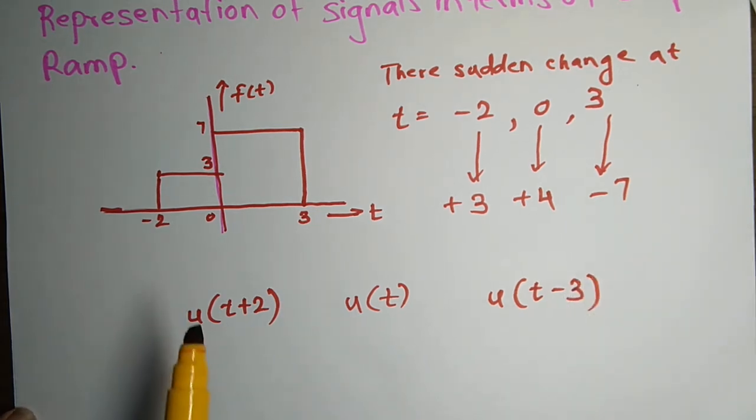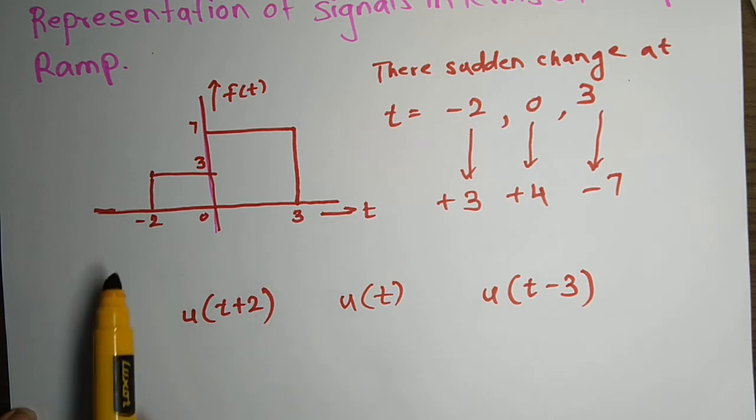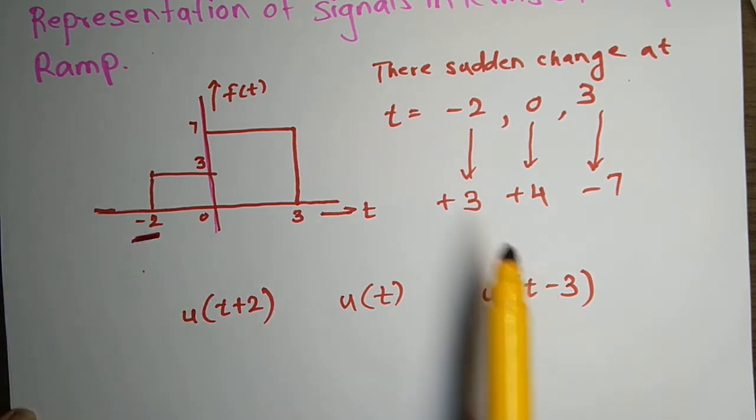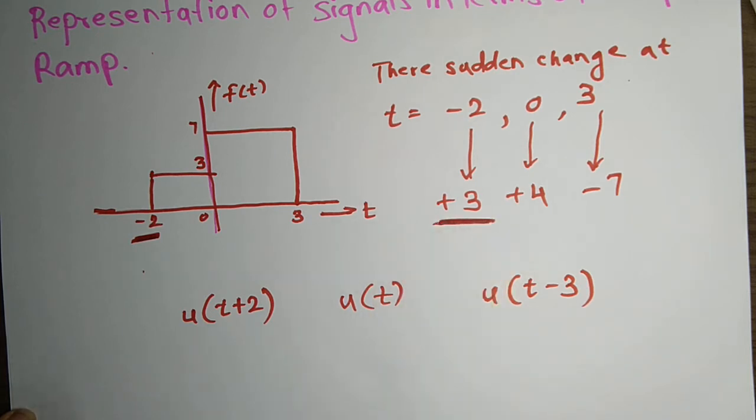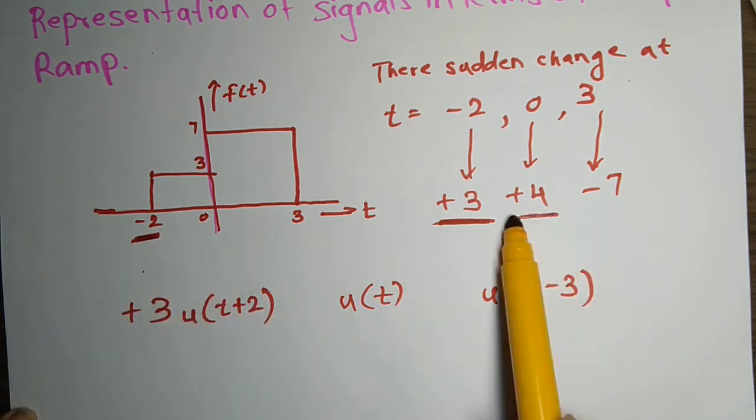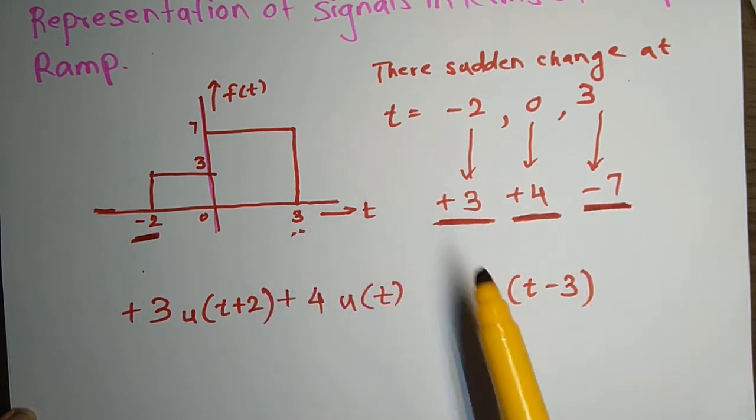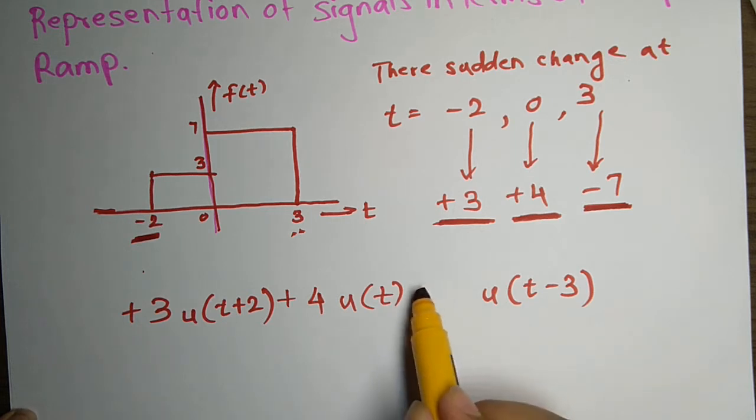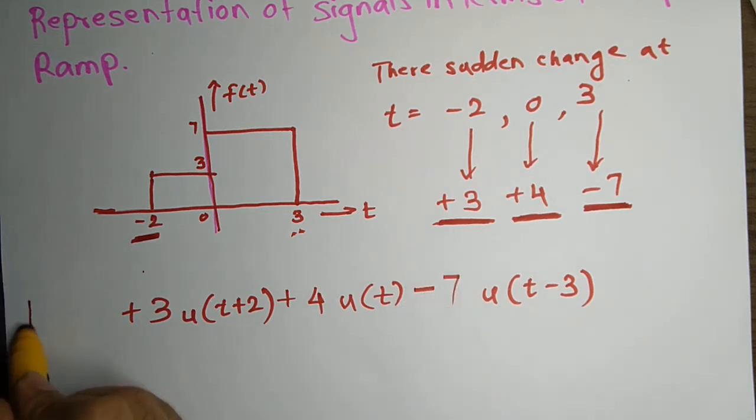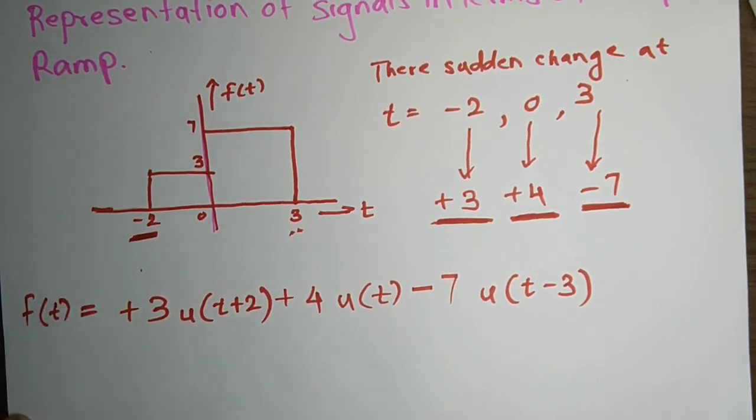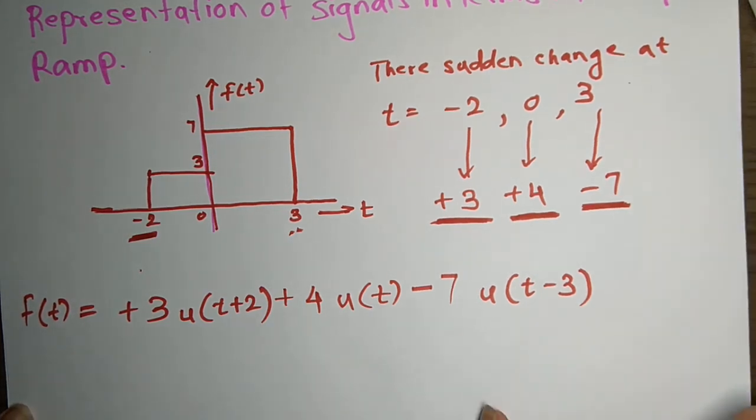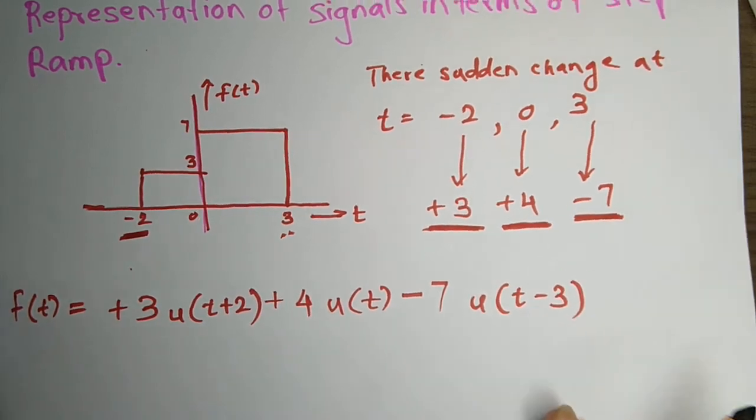And similarly we'll just write what is the jump. So at t equal to -2, the jump is +3. So we'll write here +3. Then at t equal to 0, the jump is +4. So we'll write here +4. And at t equal to 3, the jump is -7. The change is -7. So we can write here -7. So this is f of t in terms of step signals. Alright. Now we'll just look at another signal which we can represent using step.